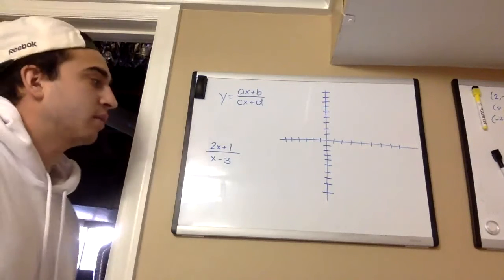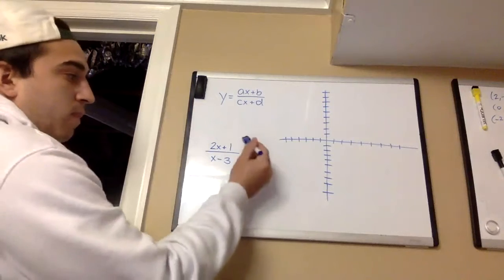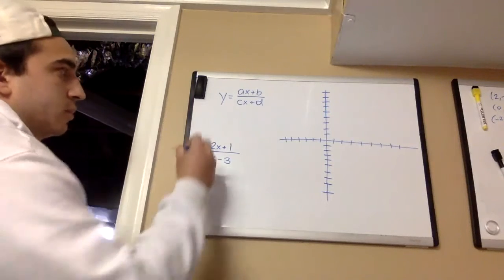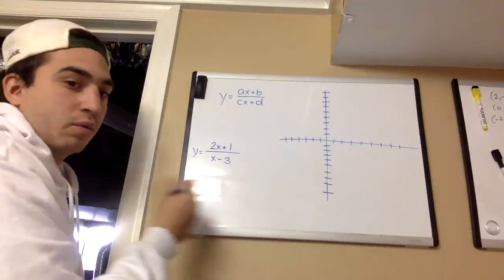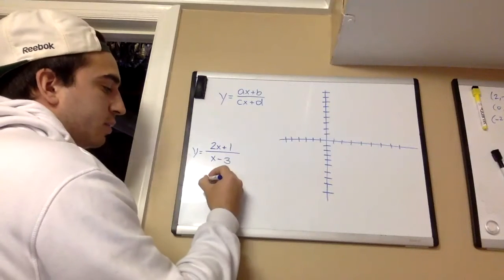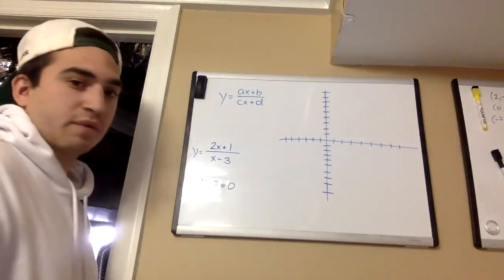So the first thing that you're going to do is find your vertical asymptote. So we're going to look at this equation here. You are going to take your denominator, whatever it is, does not matter, and you're going to set it equal to 0. And then you're going to solve it.